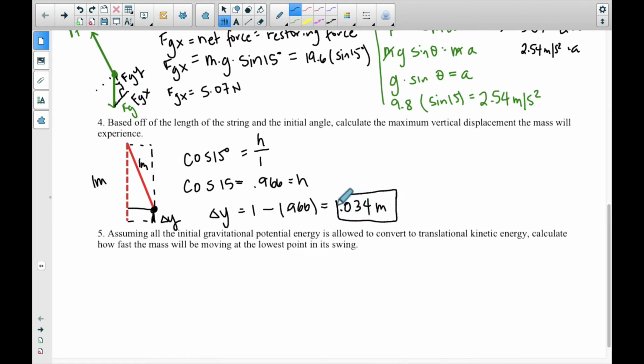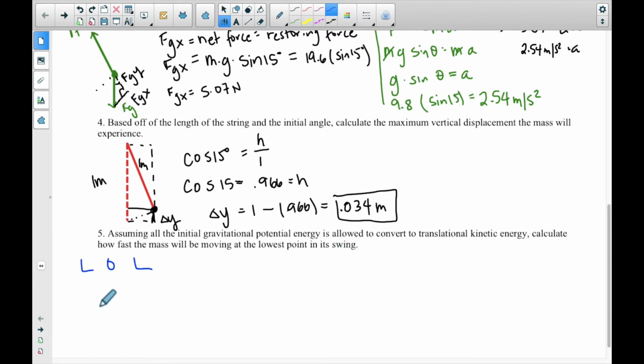That tells me how high this bob has come as I pull it over. I'm pulling it over this way. It has risen 0.034 meters, 3.4 centimeters. Guess what that's going to allow me to do? That's going to allow me to calculate some energy. And that's the next question.